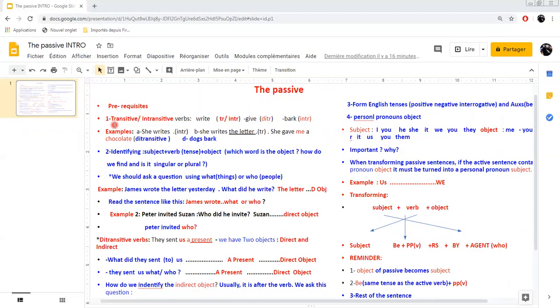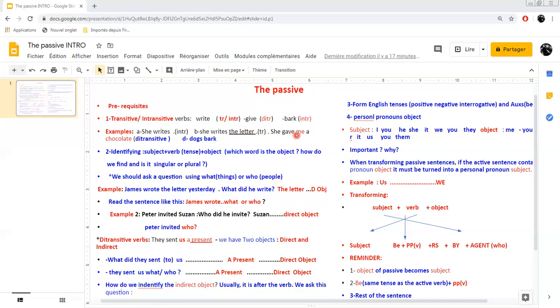Now, first of all, you should know what transitive and intransitive verbs are. A transitive verb is a verb which has one object or two, and an intransitive verb means the verb doesn't need an object. For instance, you've got "write" right here, which can be transitive or intransitive. So we say, she writes, full stop, or she writes the letter.